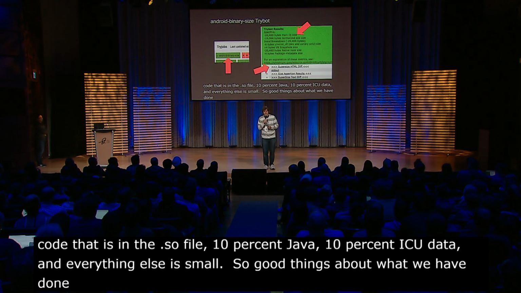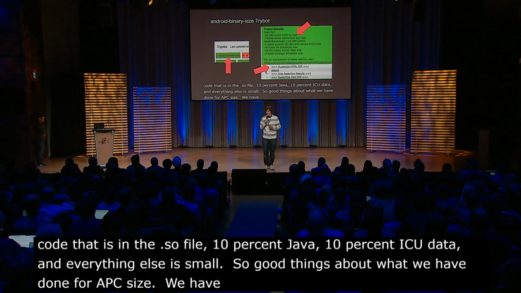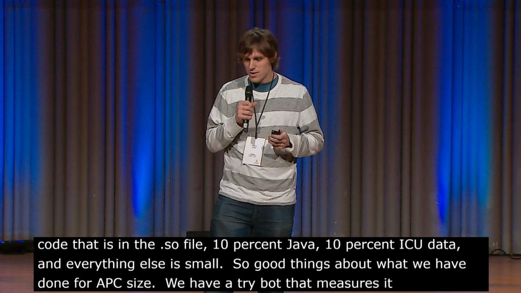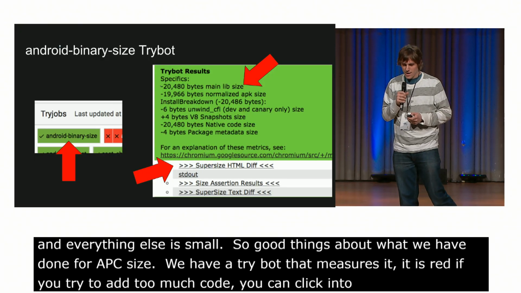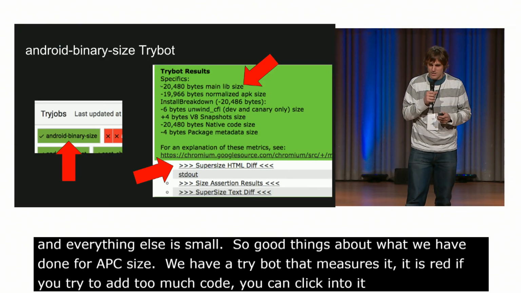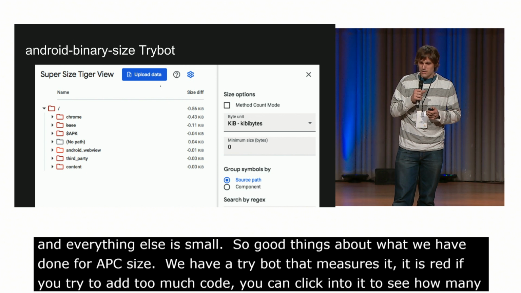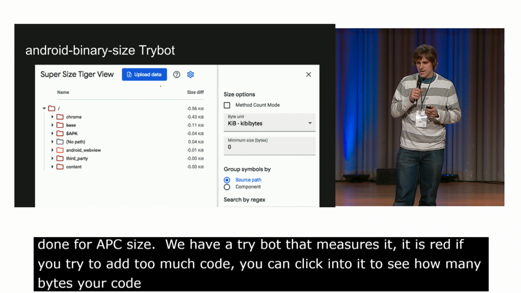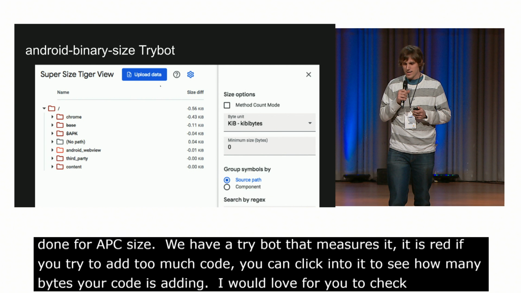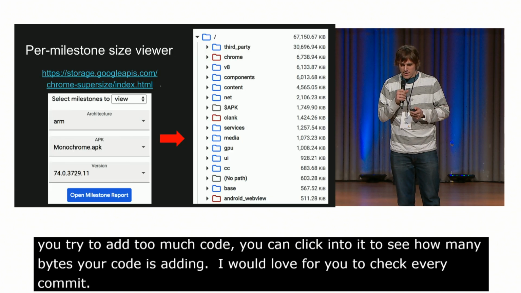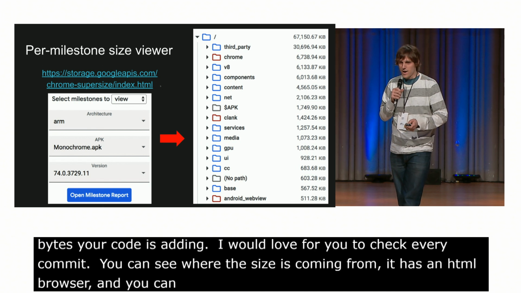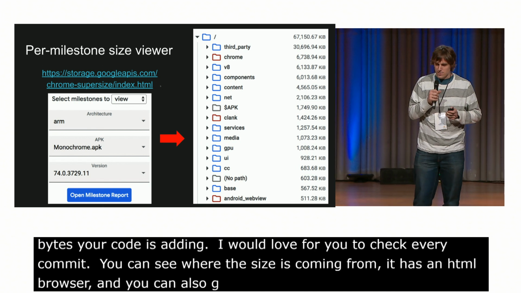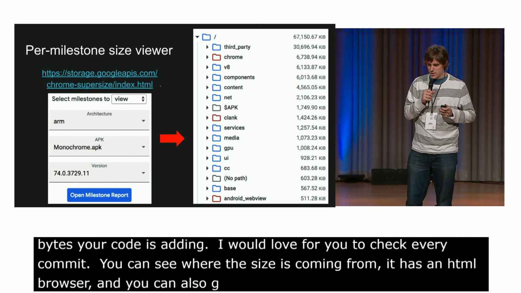Okay, so good things about what we've done for APK size. We have a try bot right now that measures it, and it will go red if you try to add too much code in one commit, and you can always click into it to see exactly how many bytes your code is adding. I'd love it if you'd all check every one of your commits. You can also click through to see where the size is coming from, so it has this HTML browser, and you can also go to this website and find any of our recent milestones, and just have a look at the binary size breakdown.